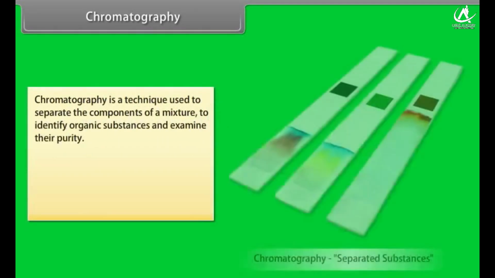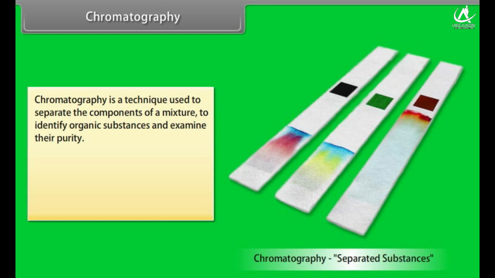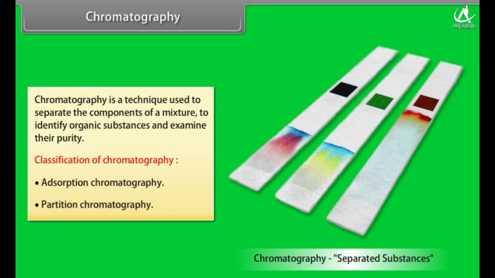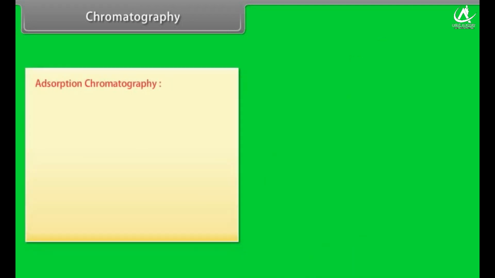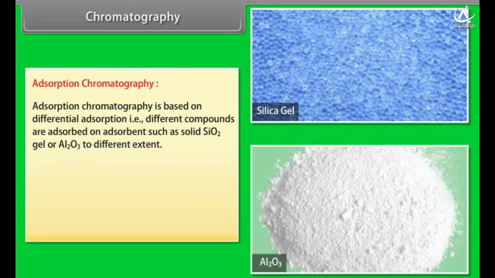Chromatography. Chromatography is a technique used to separate the components of a mixture to identify organic substances and examine their purity. Classification of chromatography: adsorption chromatography and partition chromatography. Adsorption chromatography.